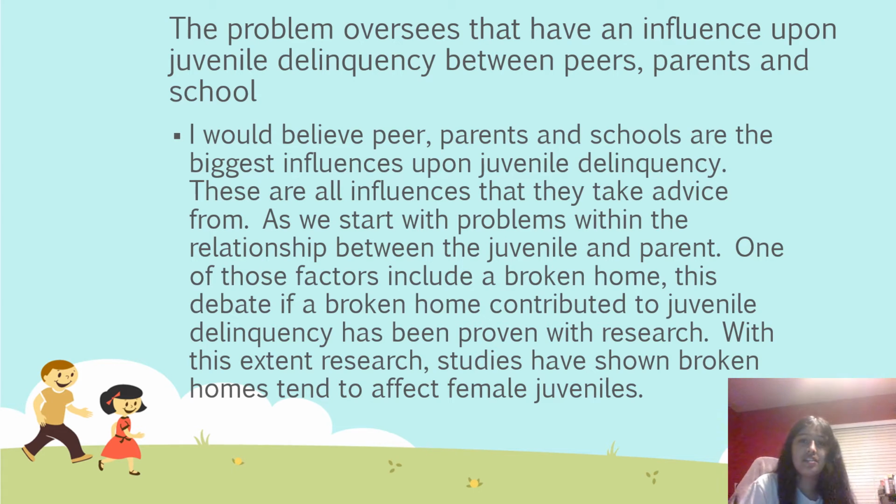The problem overseas that have an influence upon juvenile delinquency between peers, parents, and school. I would believe peers, parents, and schools are the biggest influence upon juvenile delinquency. These are all influences that they take advice from, as we all start with problems within the relationship between the juvenile and the parent. One of those factors includes a broken home. This debate, whether a broken home contributes to juvenile delinquency, has been proven with research. To this extent, research studies have shown broken homes tend to affect female juveniles.